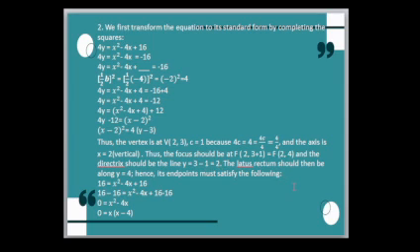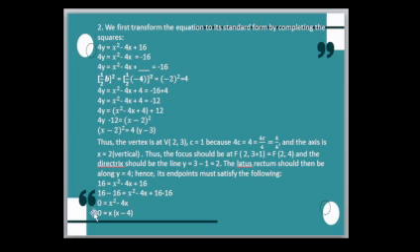And the latus rectum should then be along y is equal to 4. Hence, its endpoints must satisfy the following. So, we have 16 is equal to x squared minus 4x plus 16. And we subtract 16 both sides. So, 16 minus 16 is equal to x squared minus 4x plus 16 minus 16. So, 0. So, we have the equation now: 0 is equal to x squared minus 4x.